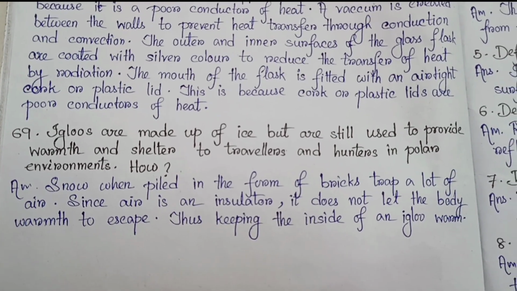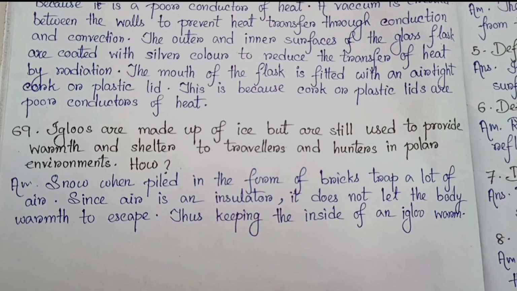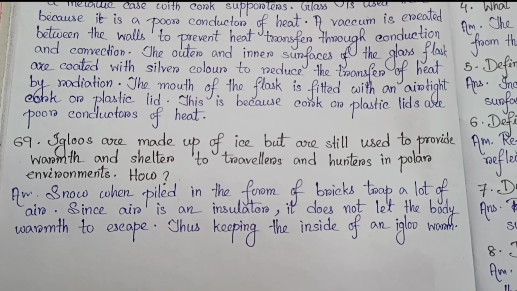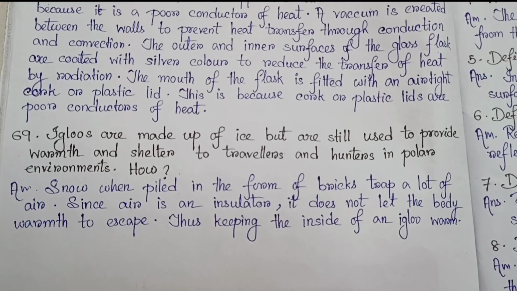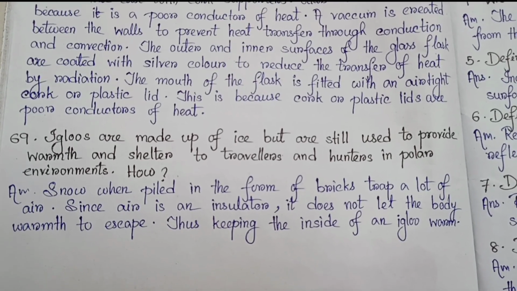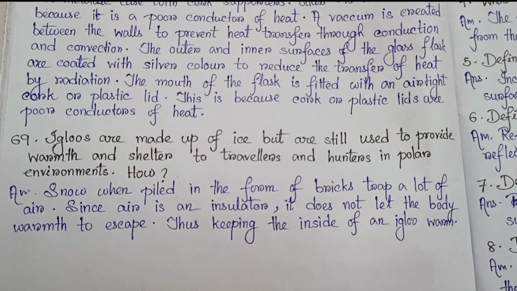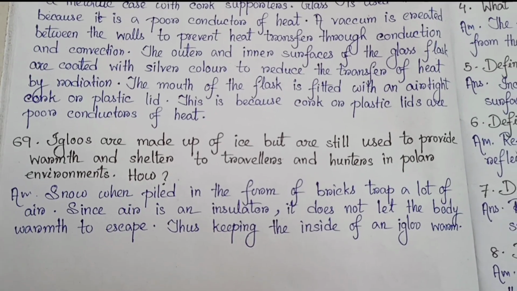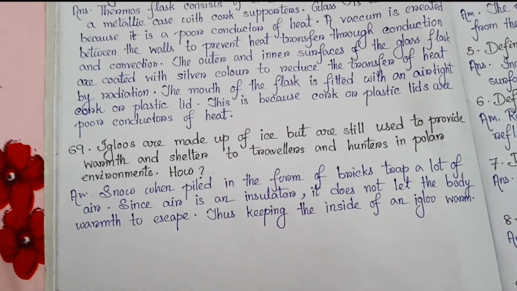Last question, 69. Igloos are made up of ice but are still used to provide warmth and shelter to travelers and hunters in polar environments. How? Snow, when piled in the form of bricks, traps a lot of air. Since air is an insulator, it does not let the body warmth escape, thus keeping the inside of an igloo warm.